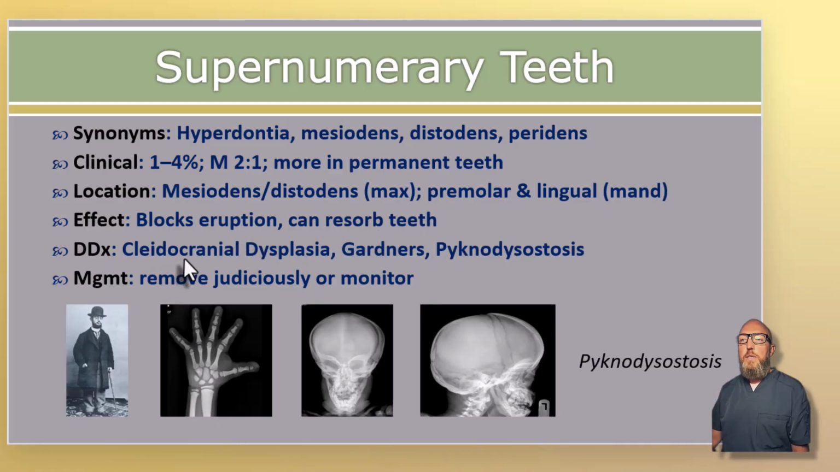Differential diagnosis, we did mention when someone has a plethora of supernumerary teeth, think cleidocranial dysplasia, perhaps Gardner's. Pycnodysostosis, that's these images here. This is a rare syndrome characterized by osteosclerosis and short stature. And in general, just remember, these are more common in Asian, Native American, indigenous populations, but it's so common you're going to see it across different races.